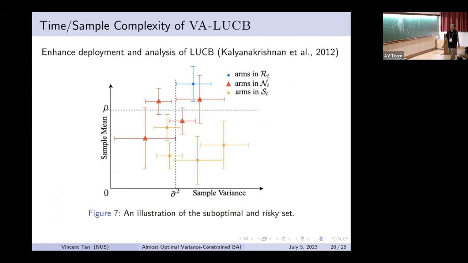In the next couple of slides, we will analyze the time complexity, but of course I will not go into all the details. So this is another illustration of arms that are in the current risky set. This is the empirical version of the risky set. These are the arms in the empirical safe set, and these are the empirical neutral arms.